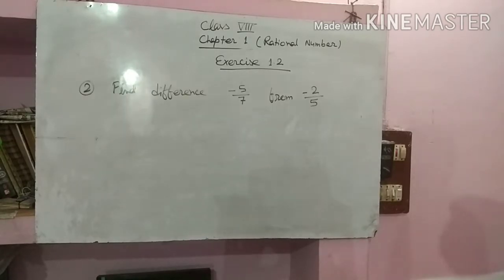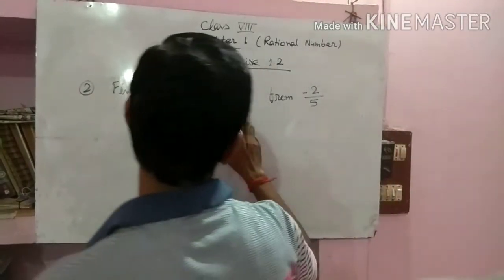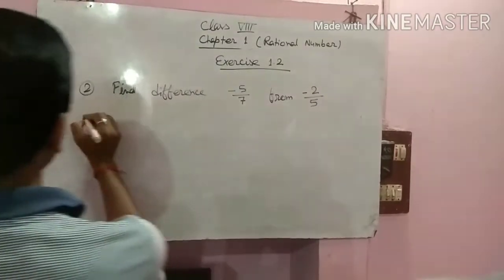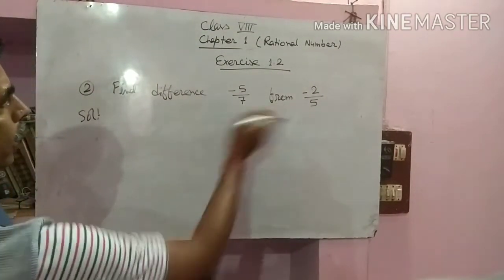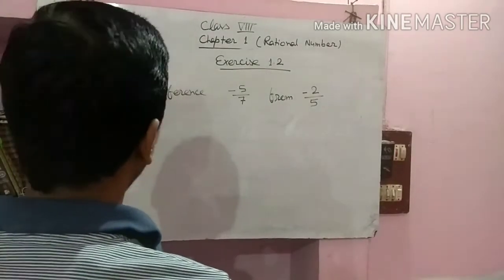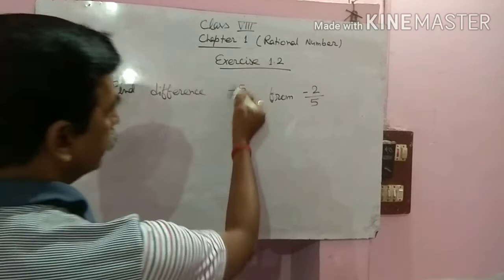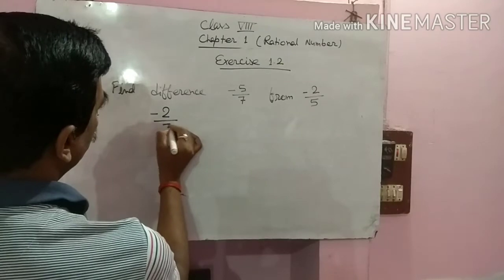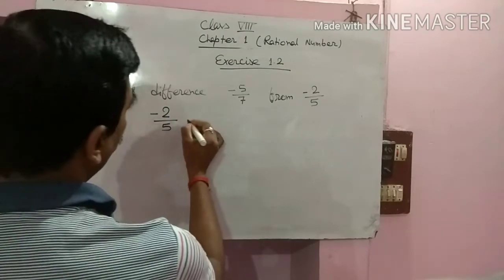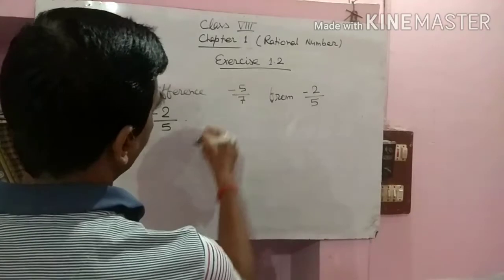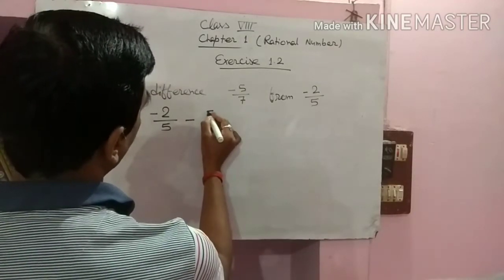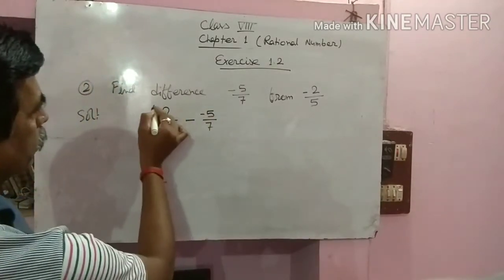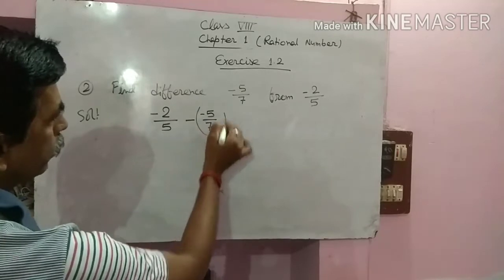Next question is question number 2, which is: find the difference of minus 5 by 7 from minus 2 by 5. In case of solving this type of question, the numbers are already written in standard form. So first of all, we have to subtract minus 5 by 7 from minus 2 by 5. Write this one inside the bracket.